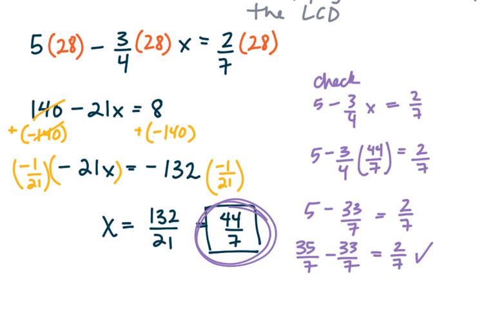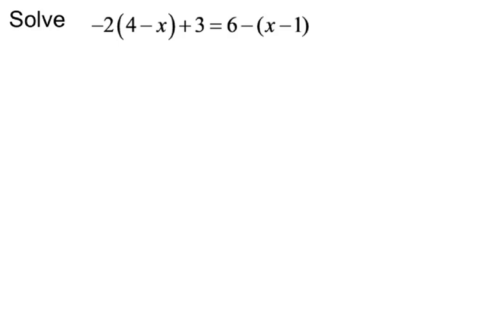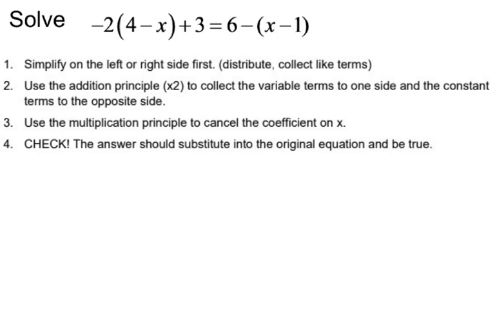All right, let's look at one more example which has multiple steps. In this example, we're going to solve the equation -2 times the quantity 4 minus x, plus 3, equals 6 minus the quantity x minus 1. Since this problem has so many steps, or different methods and strategies that we'll be using inside the solving process, I like to write down an order or recipe for a way that you should be working through these.